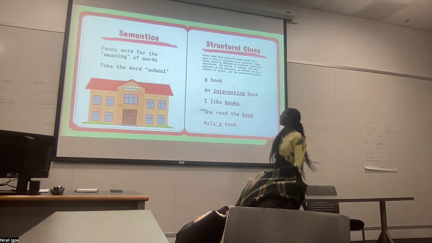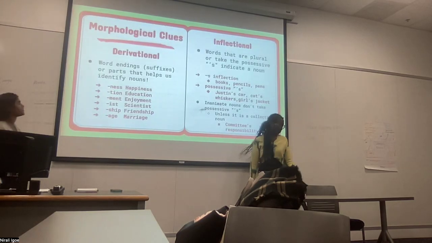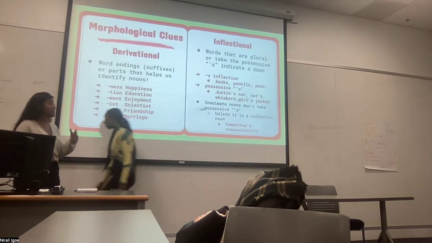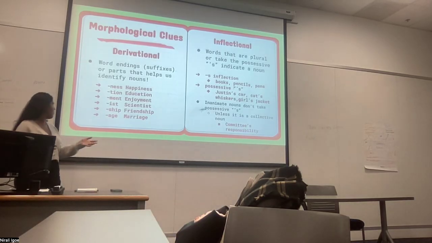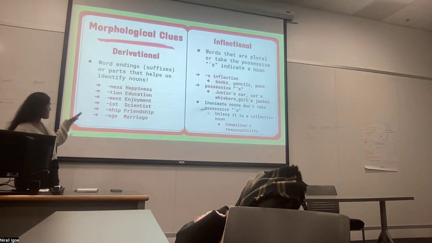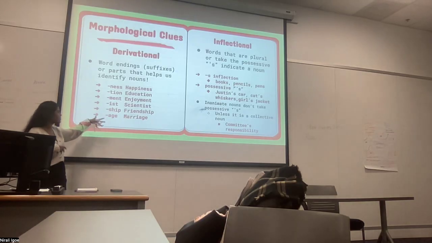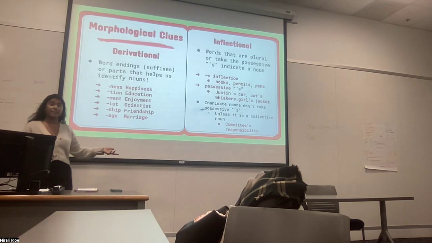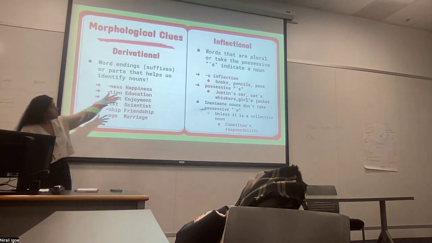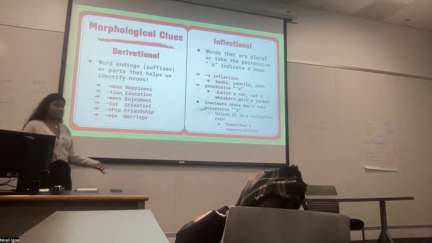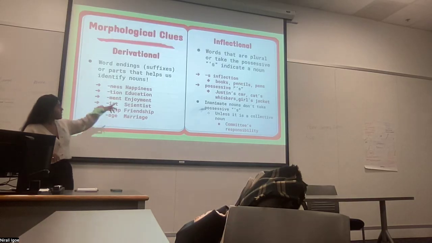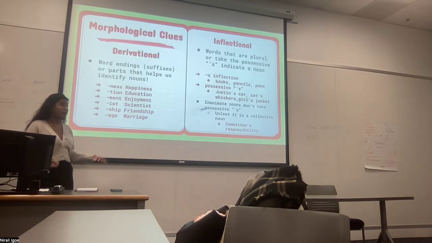Okay, moving on. So our morphological clues, we have derivational, which is our word endings, our suffixes, that help us identify nouns. So as we can go over, ness, tion, ment, ism, ship, age. These are all endings in words that indicate the word might be a noun. Then we have inflectional, words that are plural or take the possessive S, indicate a noun. So for the S inflection, we have books, pencils, pens. We also have the possessive S.